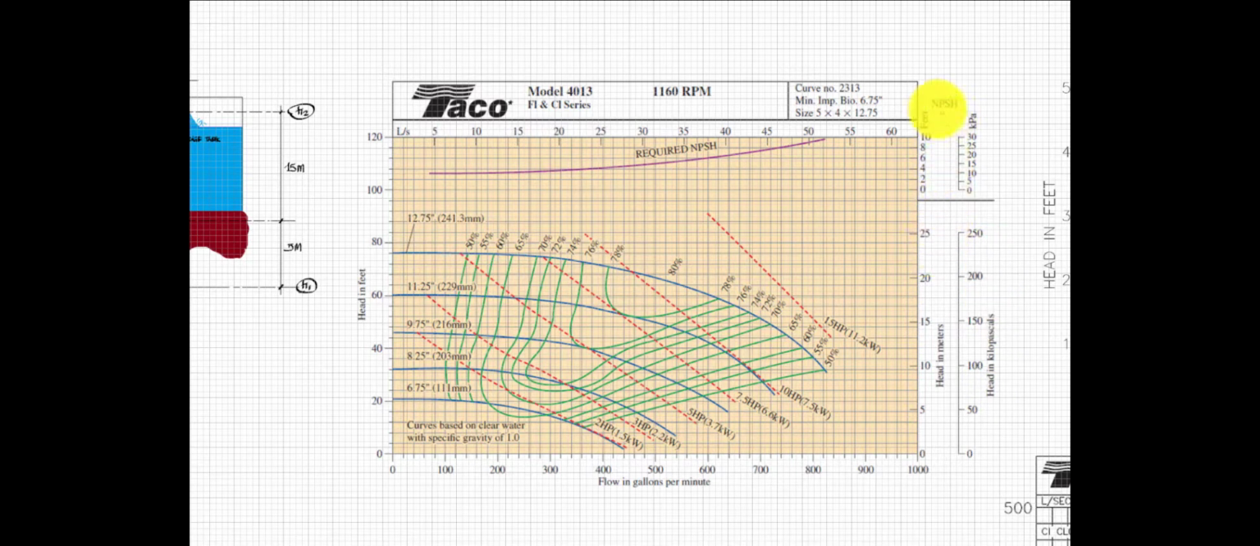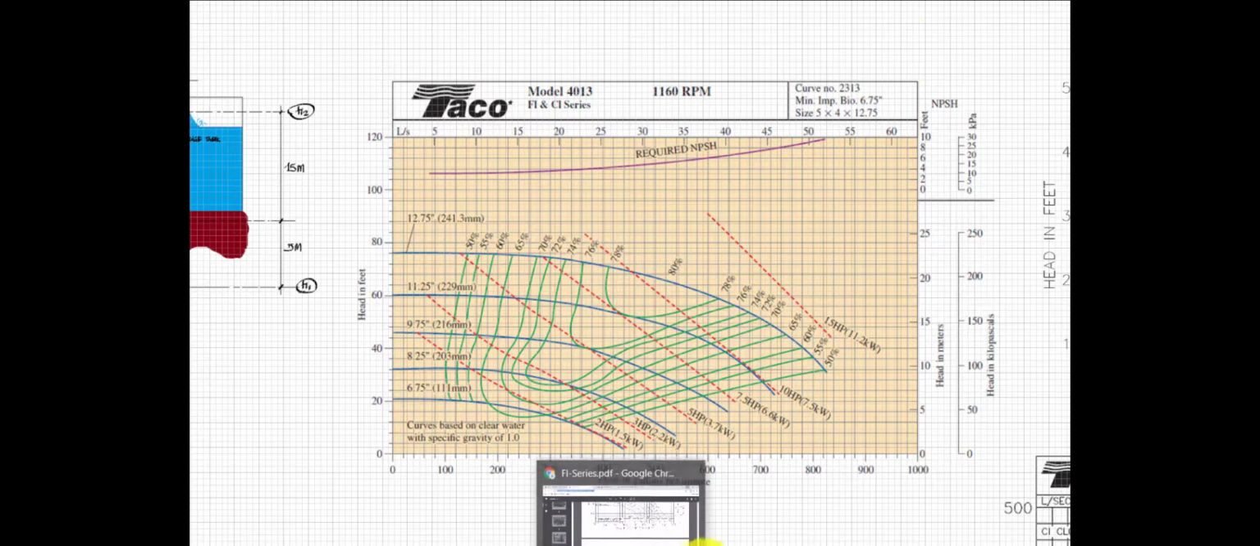Then we also have here the NPSH, which means net positive suction head. Later on we'll have a separate discussion for this one: what is the importance of knowing the net positive suction head, and how it will affect the performance and operation of your pump after the installation. And for prolonged maintenance, what will happen to your pump if the net positive suction head is not met or not calculated properly.